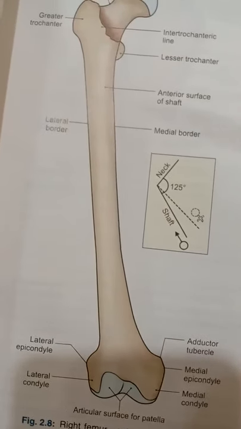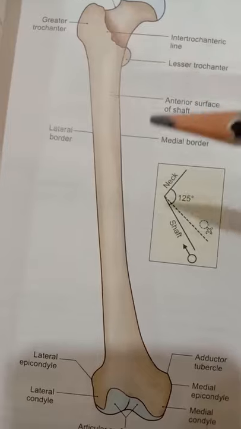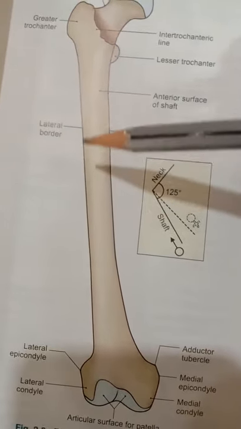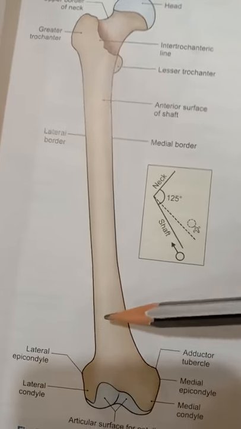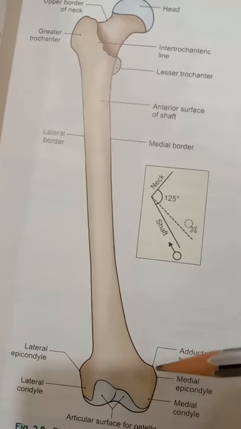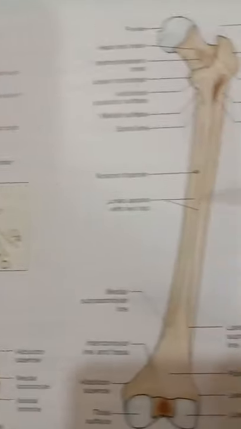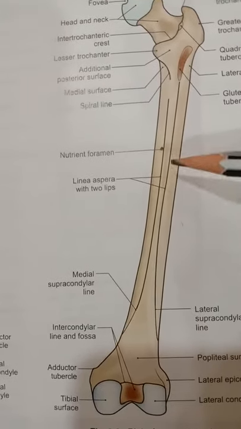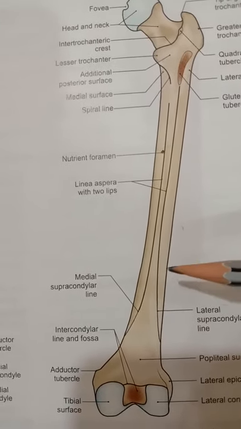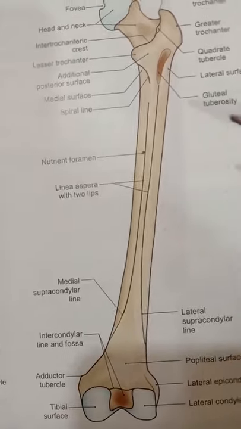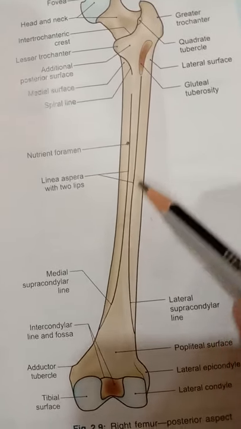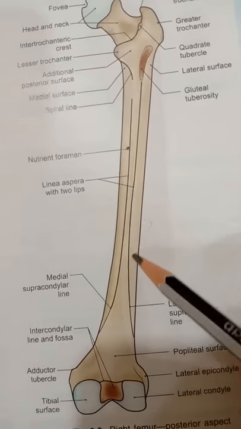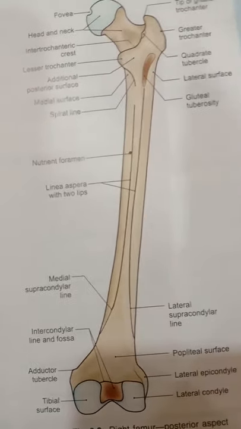So let's see, that is the medial and the lateral border. This one, the middle one third. The medial and lateral borders are rounded and ill-defined, and the posterior border forms a broad rough area, this one, called the linea aspera. And this linea aspera has two lips: this is the medial lip, and this is the lateral lip, this one.